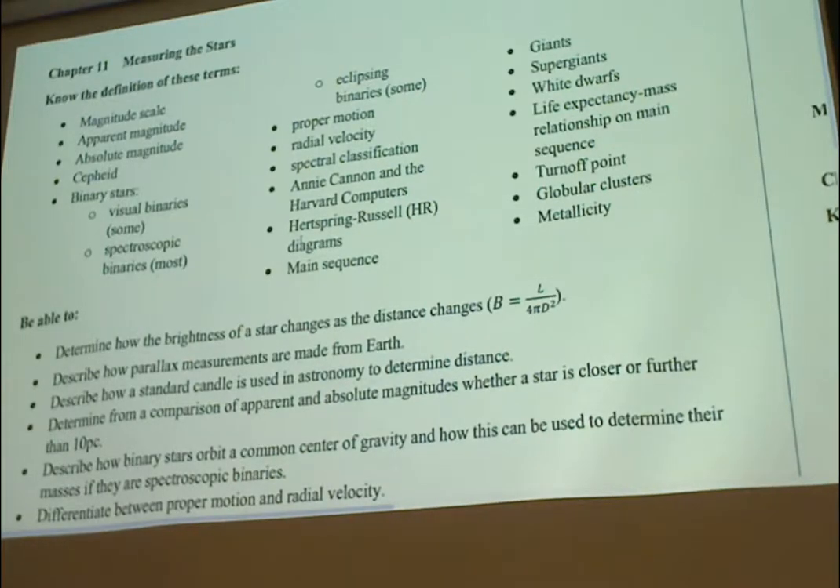Okay. Spectral classification: Annie Cannon should have come first. Annie Cannon and the Harvard computers created a classification system. They began with A, B, C, D, E, F, G, but now we know the correct order.